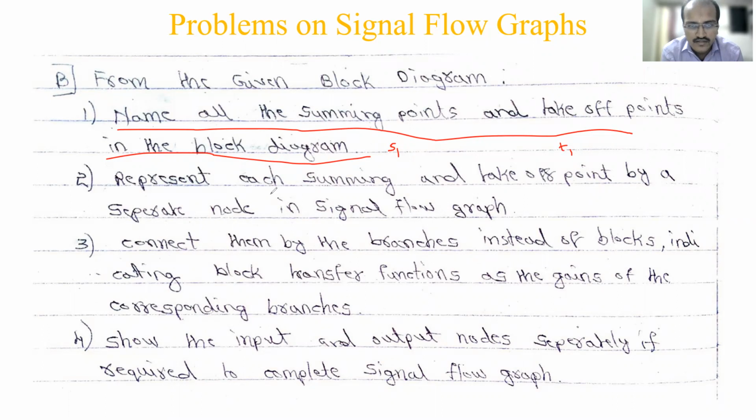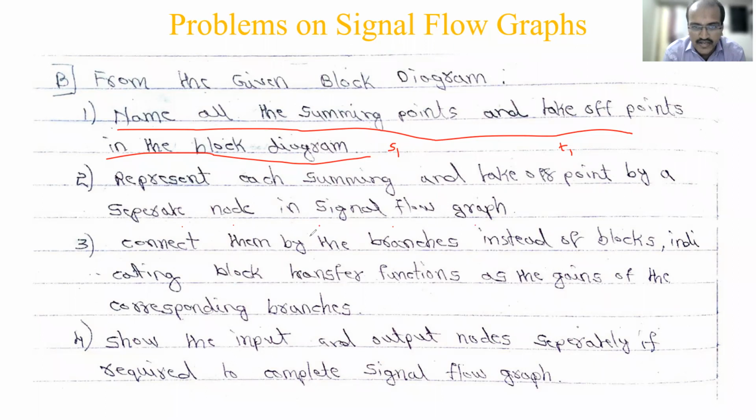Second, represent each summing and takeoff point by a separate node in the signal flow graph. So you have to write how many summing points and takeoff points there are, and in the same order, you write the dots. This may be S1, T1, S2, T2, whatever order. For example, you may have S1, S2, S3 and T1, T2, a total of 5, meaning 3 summing points and 2 takeoff points, so you identify the 5 nodes like this as dots. That is your second step.